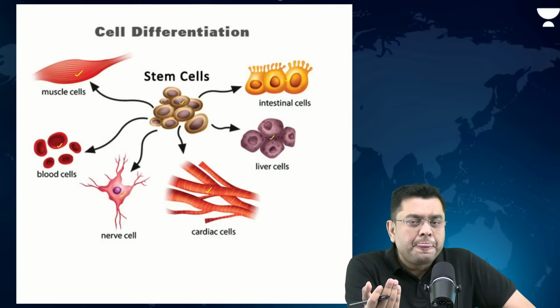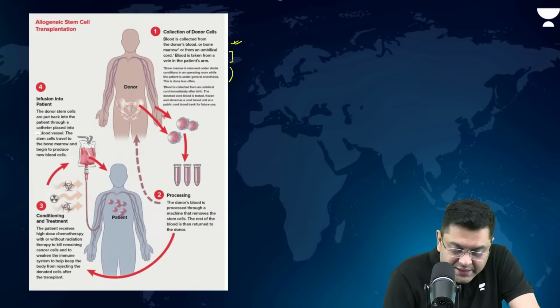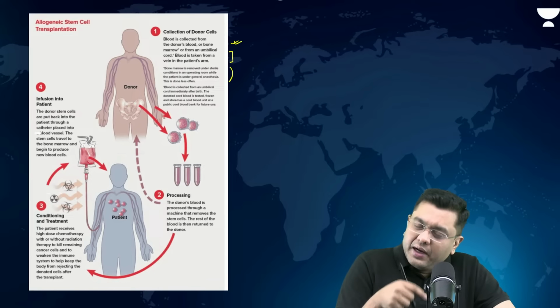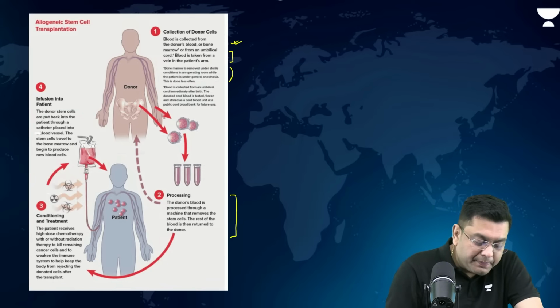Blood is taken from the vein in the patient's arm. Bone marrow is removed under sterile conditions. And after that, it is processed. In the processing, the stem cells are removed and the rest of the blood is re-injected back. Then after that, the patient receives high dose chemotherapy, and eventually the stem cells are received and then it multiplies. Infusion into the patient: the donor stem cells are put back into the patient through a catheter placed in the blood vessel. So that is the process of stem cell treatment.